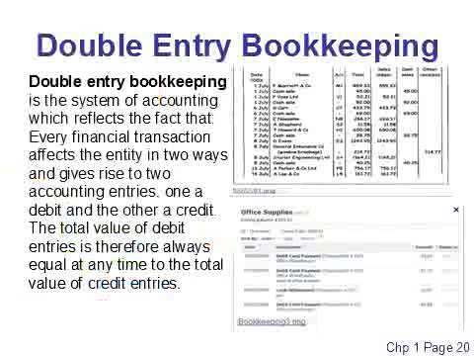Double entry bookkeeping. Double entry bookkeeping is the system of accounting which reflects the fact that every financial transaction affects the entity in two ways and gives rise to two accounting entries, one a debit and the other a credit. The total value of debit entries is therefore always equal at any time to the total value of credit entries.